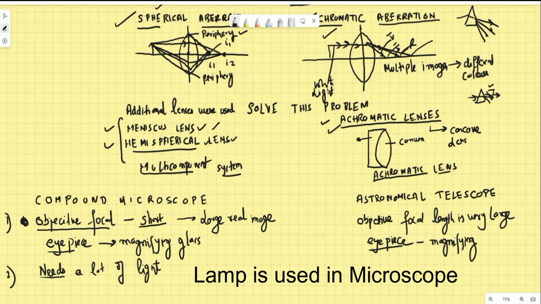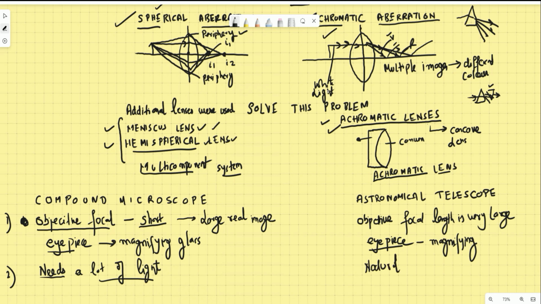So you have that concept of light coming in, numerical aperture. You can go and watch my videos on microscope where you can understand what is the oil which is used in compound microscopes? What is numerical aperture? But the point is that construction-wise, a compound microscope is built and needs a lot of light. But if you talk about astronomical telescope, they depend more on natural light. This is the way they work. So construction difference is also there.